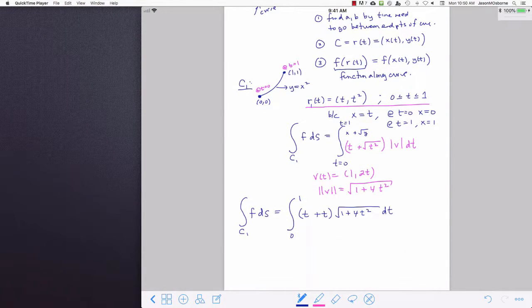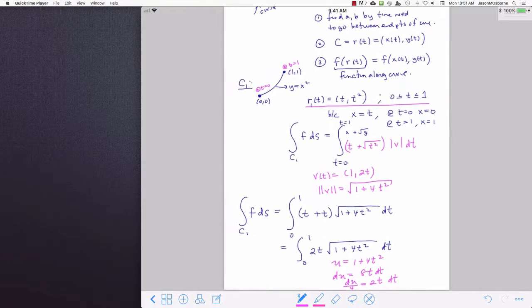So this is the line integral along the first section of the curve. We're integrating from 0 to 1, 2t square root of 1 plus 4t squared dt. And this integral is a pretty straightforward u substitution integral. u would be equal to 1 plus 4t squared. du would be 8t, so du divided by 4 is equal to 2t dt.